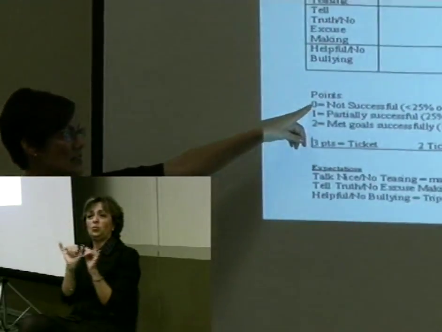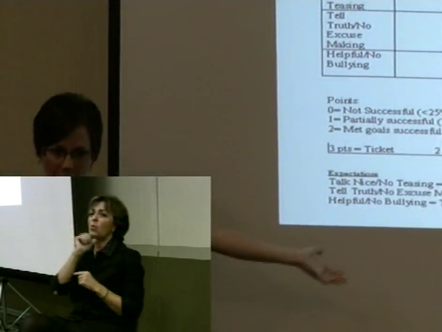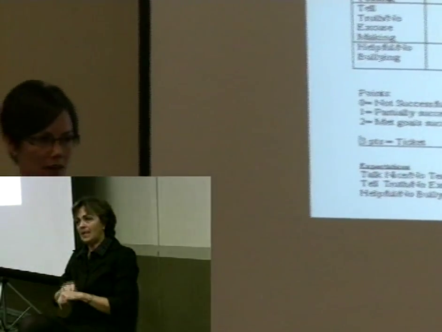Down here at the bottom, again, I was saying maybe a 0, 1, or 2 scale. So here we've defined that 0 is not successful 25% of the time. For 1, so-so is 25 to 75% of the time. And then rock star, met your goal 75% of the time or more.